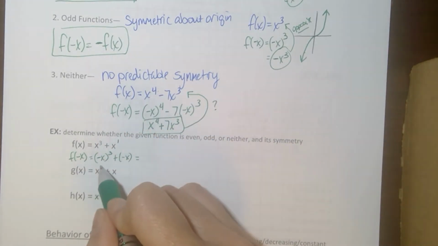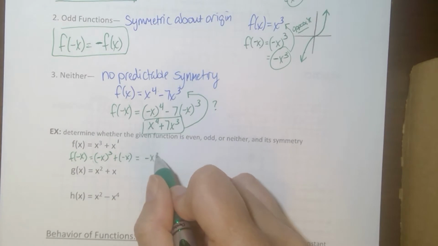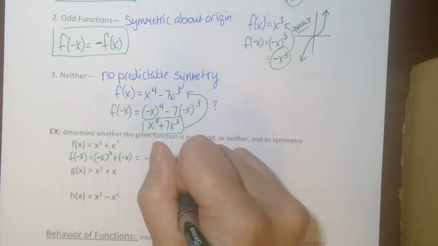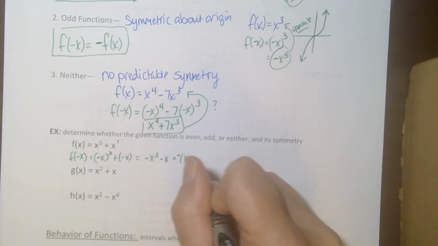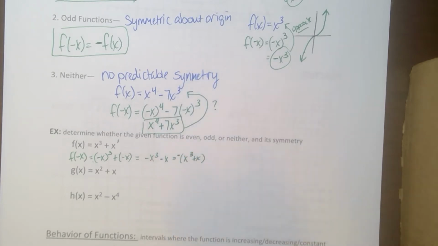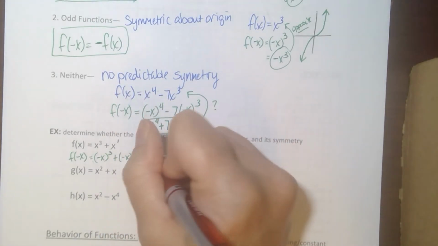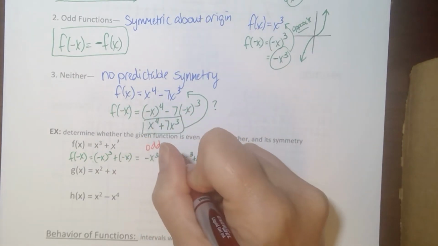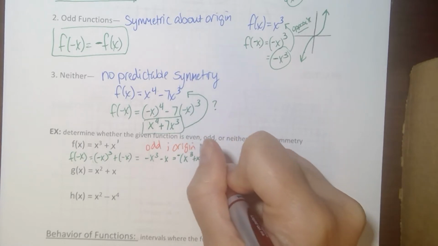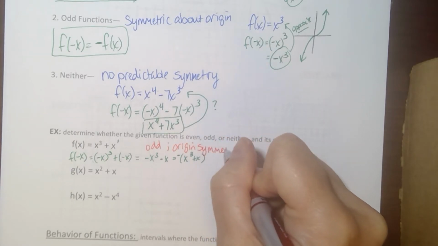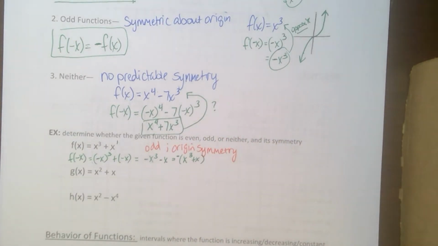That means this first term changes sign to negative x cubed, and the second term is now minus x, which if I factored that negative out is the opposite of what I started with. So everything changed. When everything changes, we have an odd function. And odd functions are symmetric about the origin, so it has origin symmetry. Let's look at the next one.